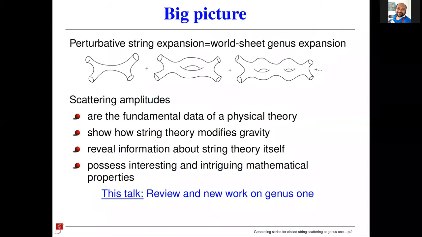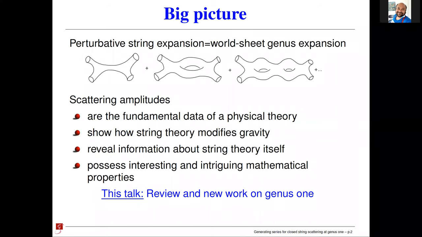In the context of string theory, there's another motivation, which is that string theory is claimed to be a theory of quantum gravity. So there's certainly something where string theory modifies what you would compute in gravity. And as I'm sure most of you will know, in gravity, perturbation theory is very ill-defined. It's not a renormalizable theory in the standard sense, and so string theory, if it lives up to this claim, should modify the scattering amplitudes of gravity, and this is something that you can learn by studying the scattering amplitudes of string theory.